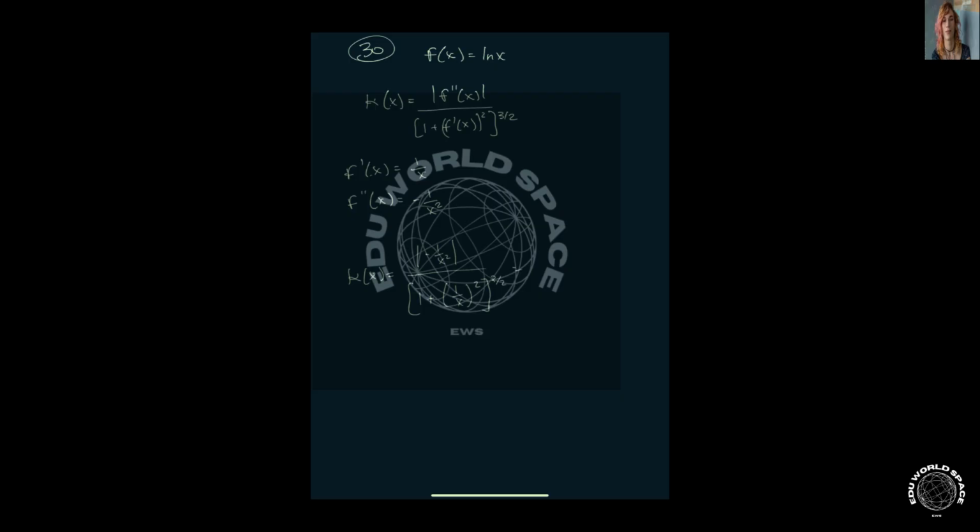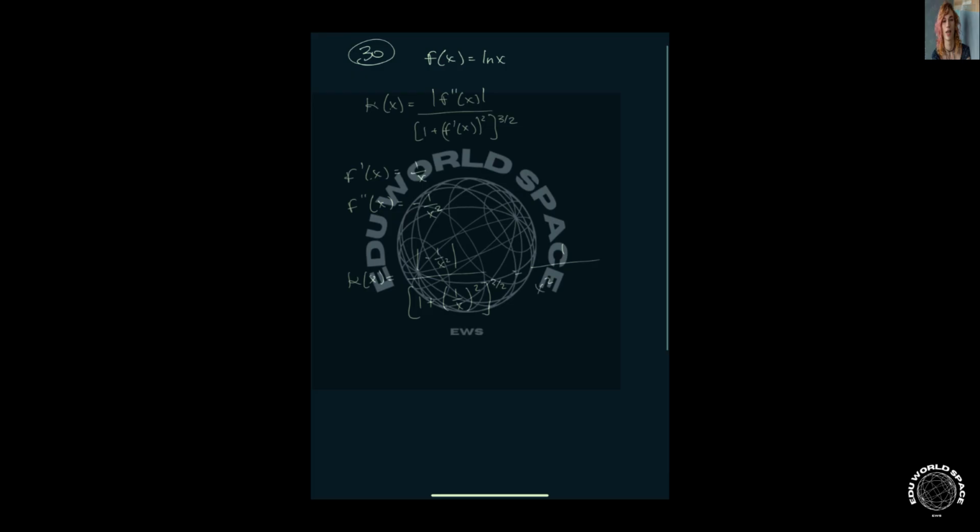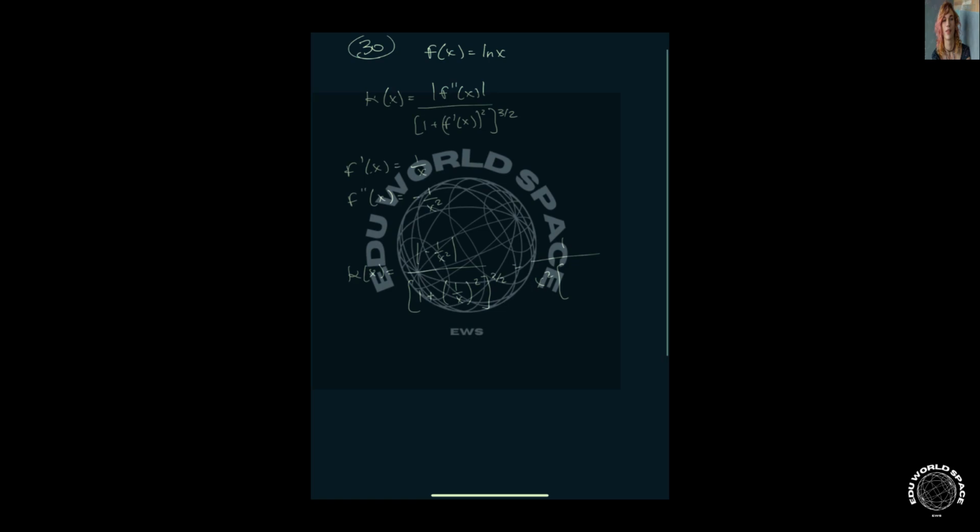And that's just going to be 1 over x squared times 1 plus 1 over x squared to the 3/2. So that's somewhat simplified. And now our goal is to find k prime of x.